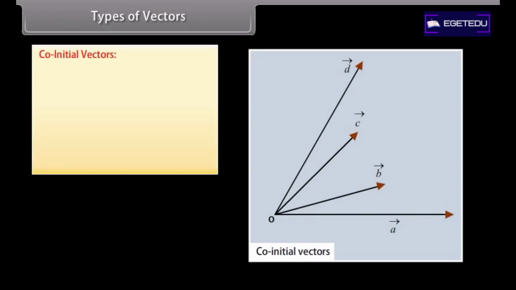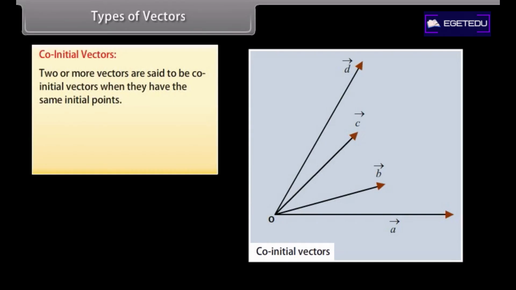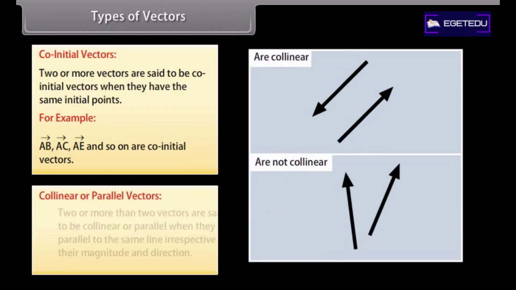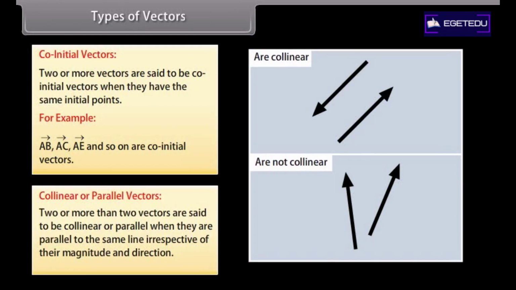Co-initial vectors. Two or more vectors are said to be co-initial vectors when they have the same initial points. For example, vectors AB, AC, AE, and so on are co-initial vectors. Collinear or parallel vectors. Two or more than two vectors are said to be collinear or parallel when they are parallel to the same line, irrespective of their magnitude and direction.